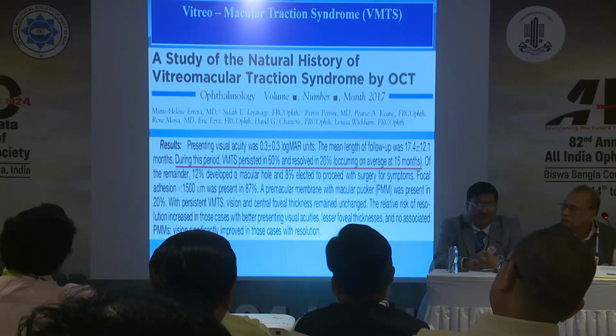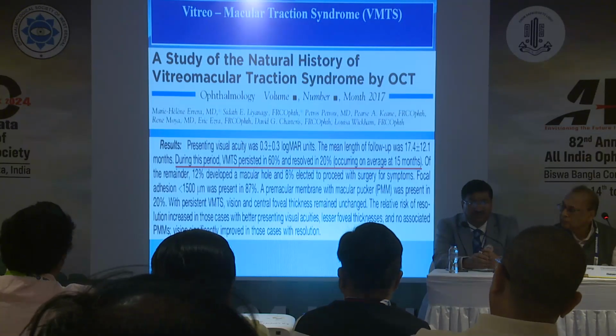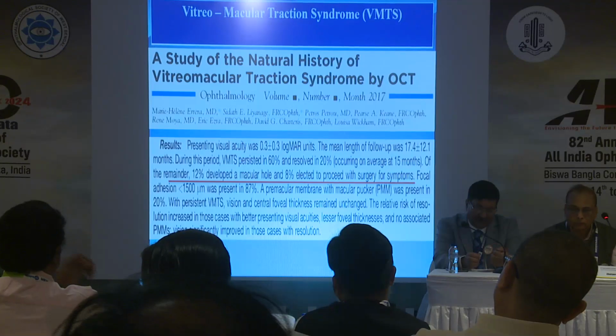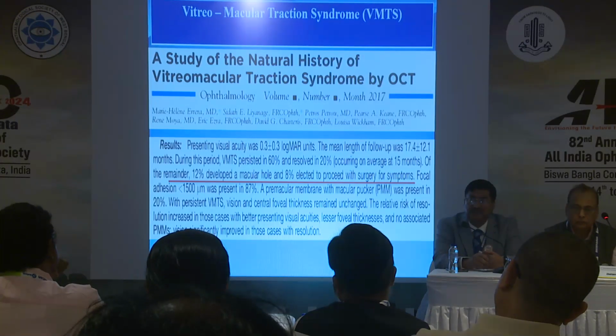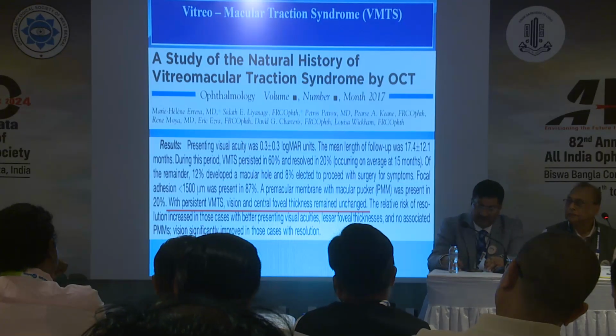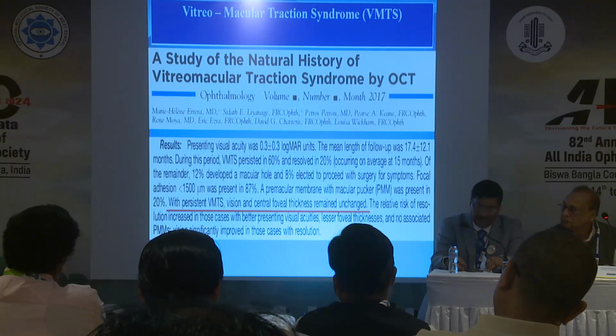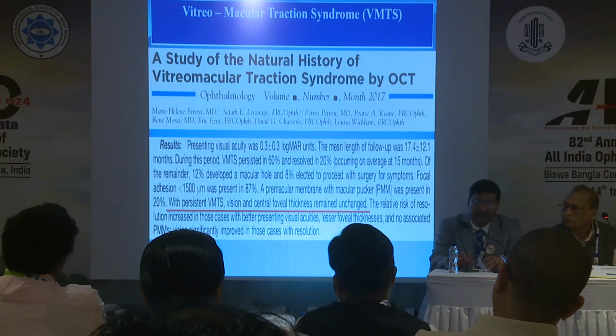They showed that 60% would persist, 20% generally resolves. In their study, it resolved in almost 15 months. However, 12% progressed to full thickness macular hole formation, and 8% elected for surgery. So in a case of persistent vitreomacular traction syndrome, the vision may be normal, but with this background, we know that it may progress to a full thickness macular hole.